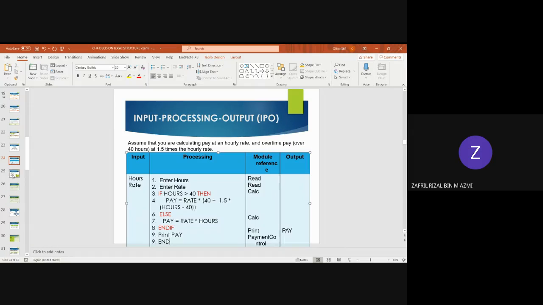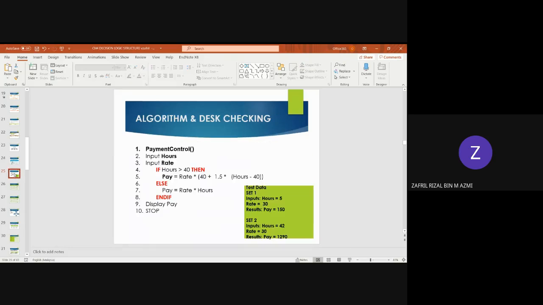Finally for the algorithm, just copy over here. If it doesn't require any changes, you can just copy everything from the processing and make it your algorithm. Don't forget to put down the algorithm name first in the first line. So this is how you write down algorithms. This should look like this.